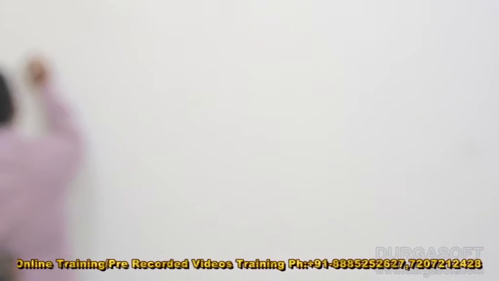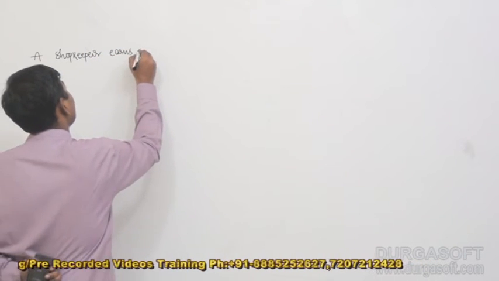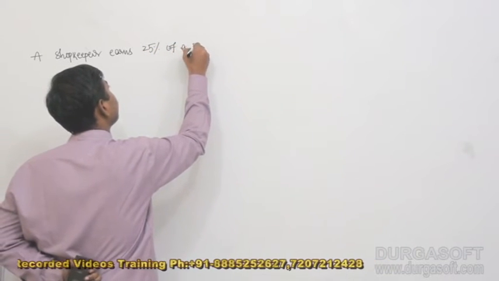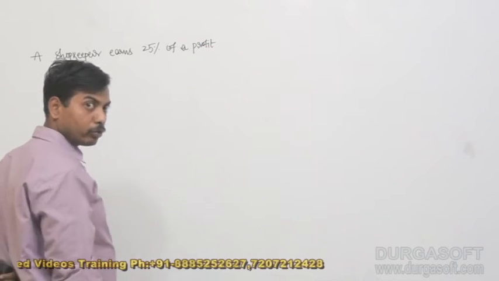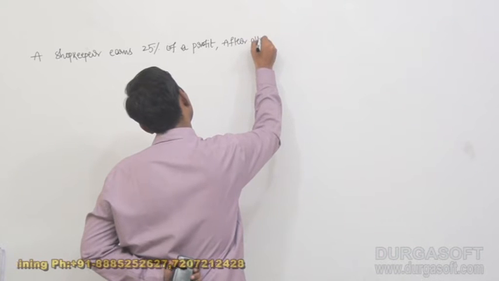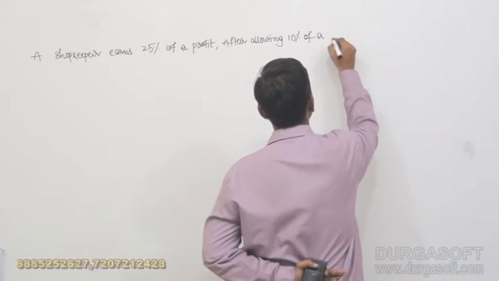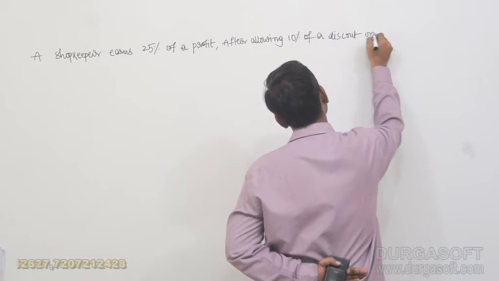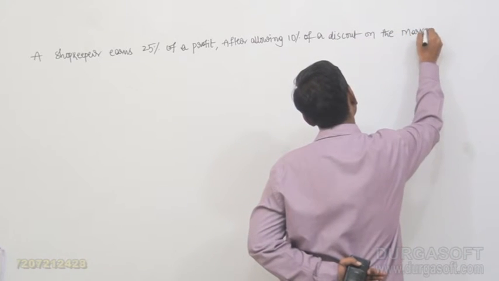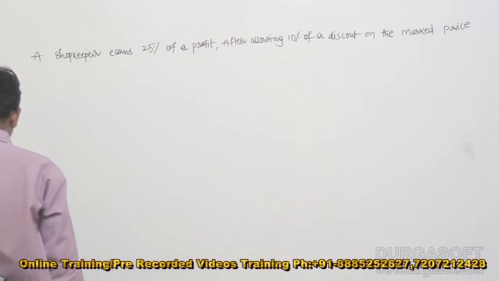A shopkeeper earns a profit of 25% after allowing 10% of a discount on the list price. A shopkeeper earns 25% of a profit after allowing 10% of a discount on the marked price.